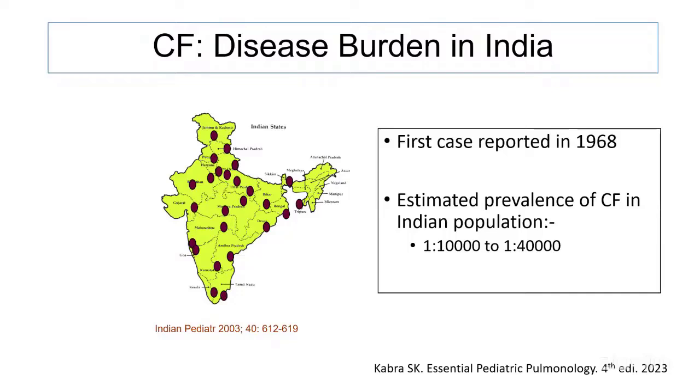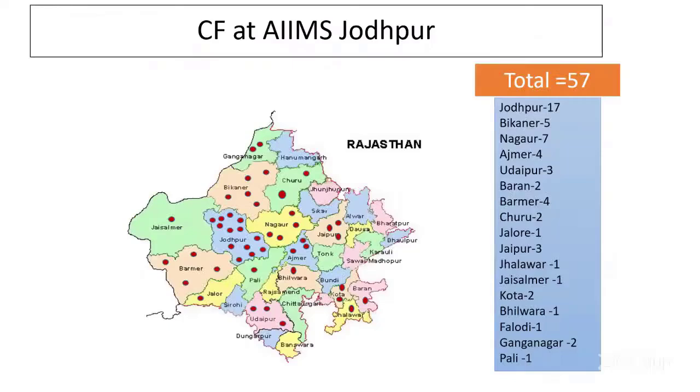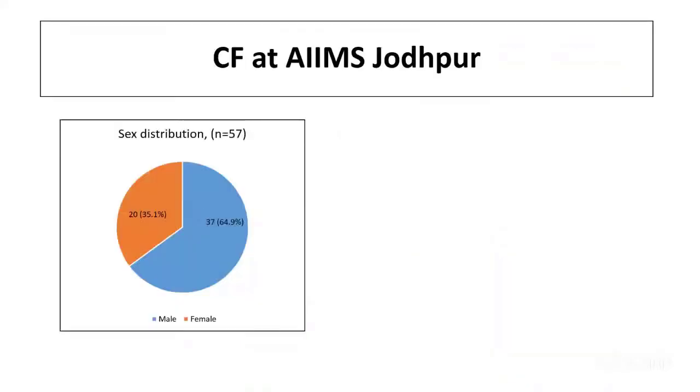But what I can tell you is the burden of what we are seeing at AIIMS Jodhpur. Till December 2024, we have 57 cases of cystic fibrosis. And you can see through the map of Rajasthan that we have referral cases from almost all the major districts of Rajasthan. So it is not so uncommon. If you see these common presentations, then you need to suspect and diagnose cystic fibrosis. Obviously, as with most diseases, males are more commonly reported in our series, about 37 were male and 20 female.